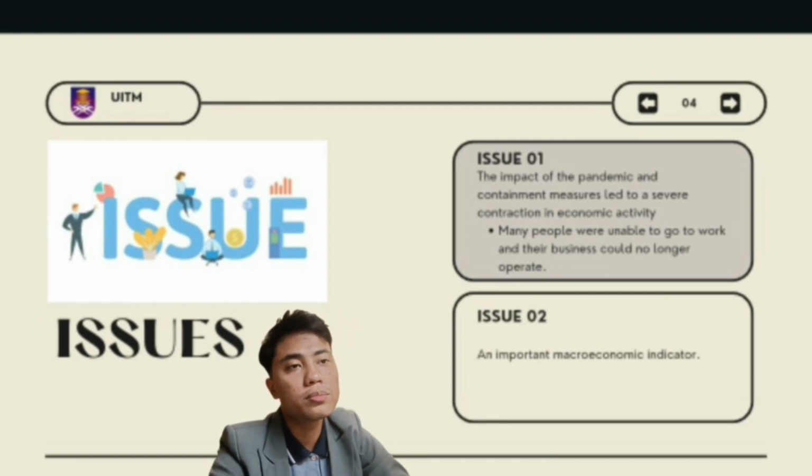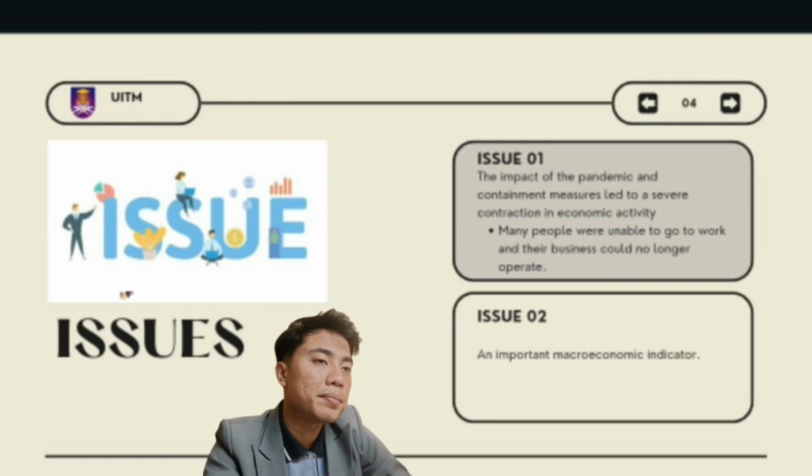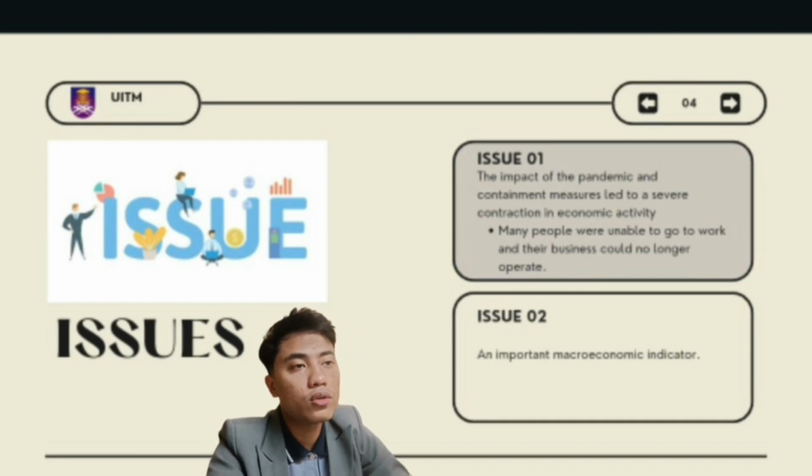For the third one is the consumer price index, or CPI. CPI is a measure of the price of goods and services purchased by consumers. It is a measure of inflation, which is the rate at which prices are rising. Next, industrial production, or IP. IP is a measure of output in the manufacturing sector. It is a measure of the health of the manufacturing sector and can be used to gauge the state of the economy.